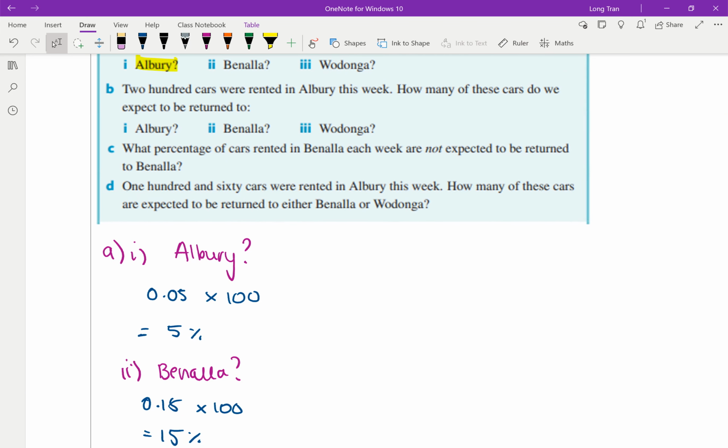So 200 cars. So here, notice they tell you the number of cars that were rented in Albury this time. So we now know there are 200 cars. So for part B, we now know there are 200 cars in Albury, right? So the first part says, how many of these cars do we expect to be returned to Albury? Okay, so in part I, in Albury, if there are 200 cars to begin with and they rented it from Albury, what's the percentage of returning it back to Albury?